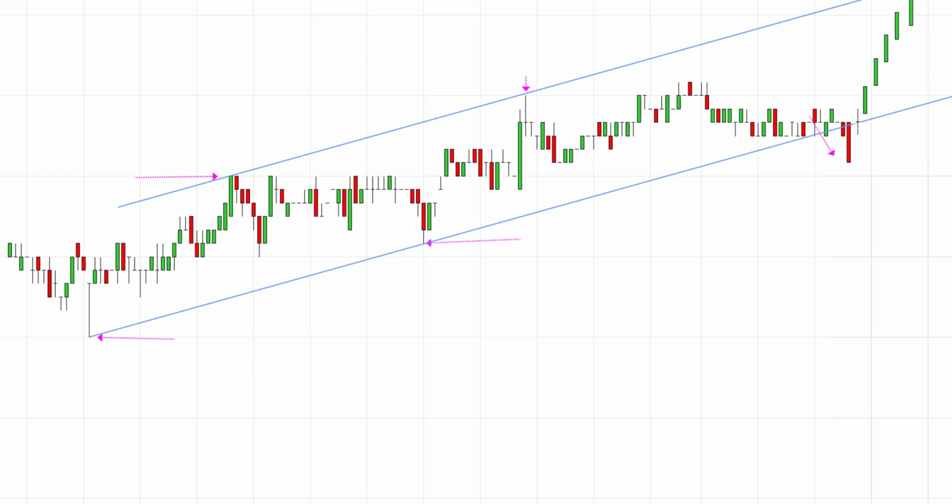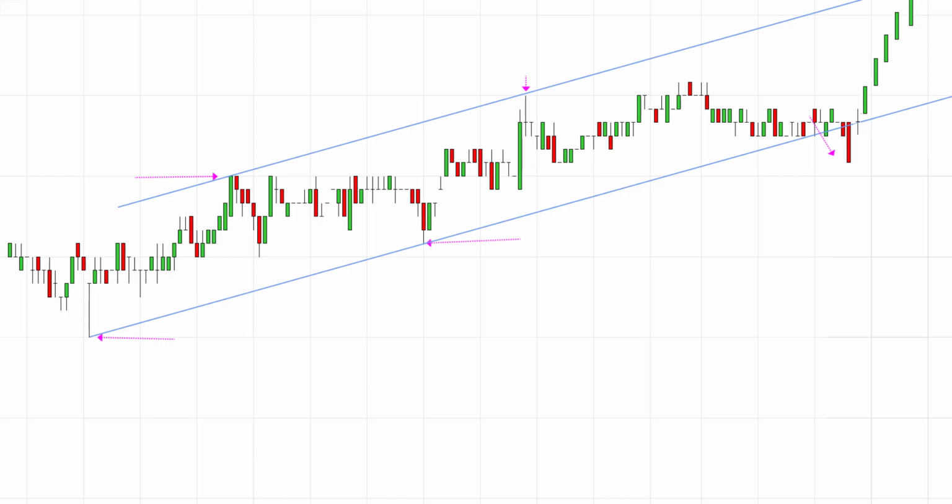So a move down through a support line can just be a test or it can be a shakeout. Now the shakeout, that's a form of market manipulation where large market operators artificially push the prices down to shake traders out of their positions.